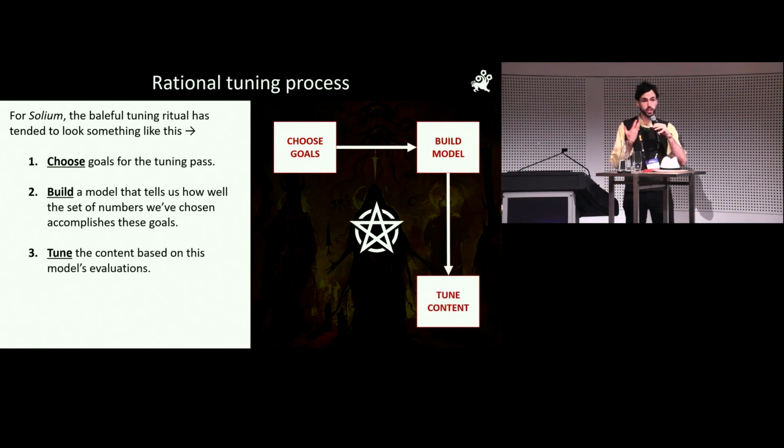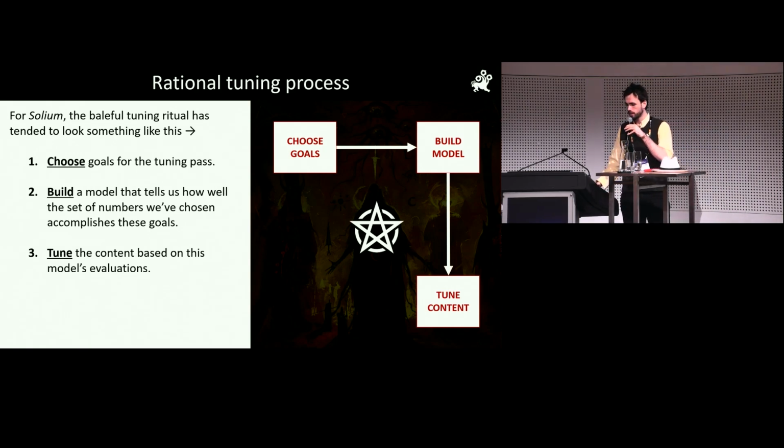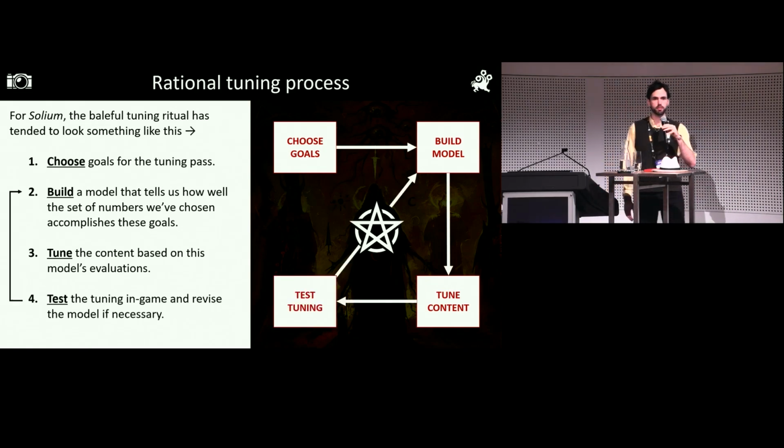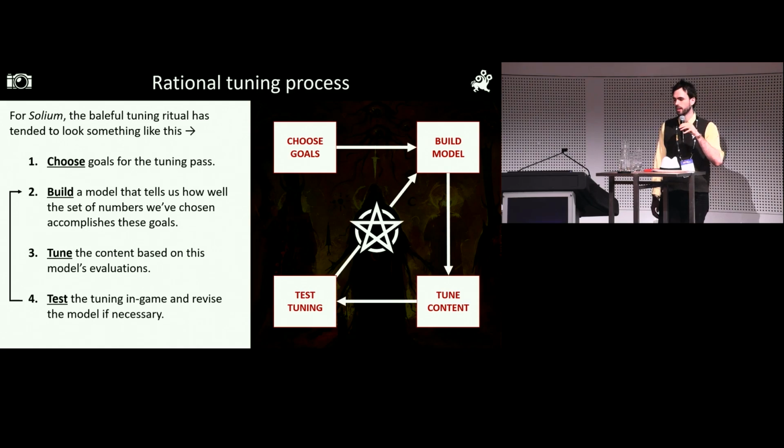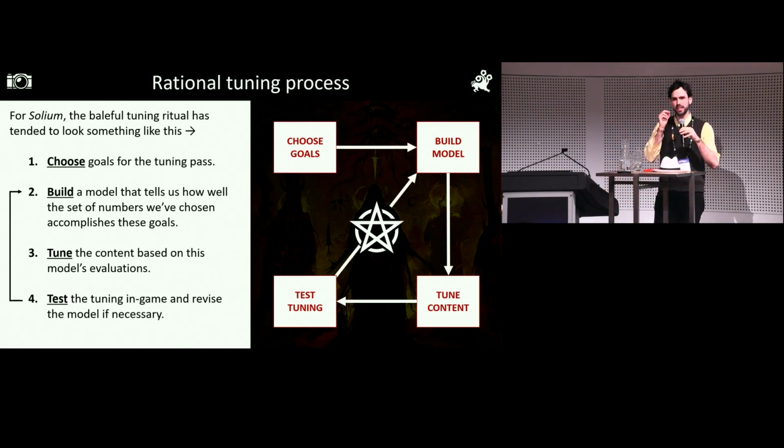Then we tune our content, we build our levels, we choose the values on our military units, etc. Obviously, there's going to be some kind of iterative loop, because this is game development. Here I say you test your tuning, and you revise the model as necessary. This testing can be with actual playtesters, but it can also be just a smoke check of you looking at the values and saying, hang on, that doesn't look right. There's something here that the model is not taking into consideration.